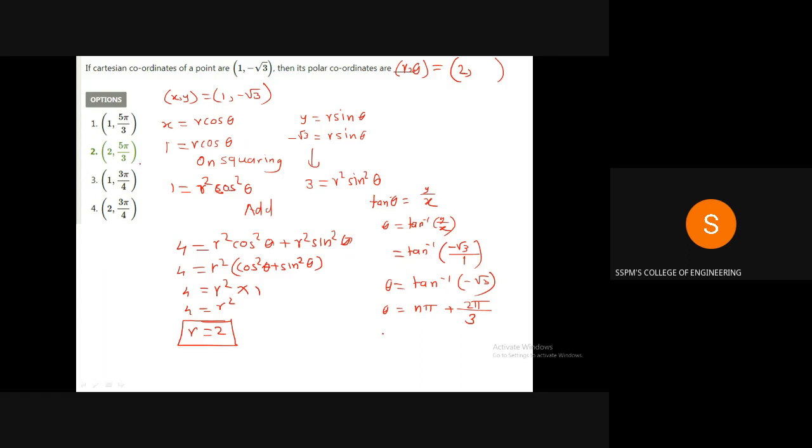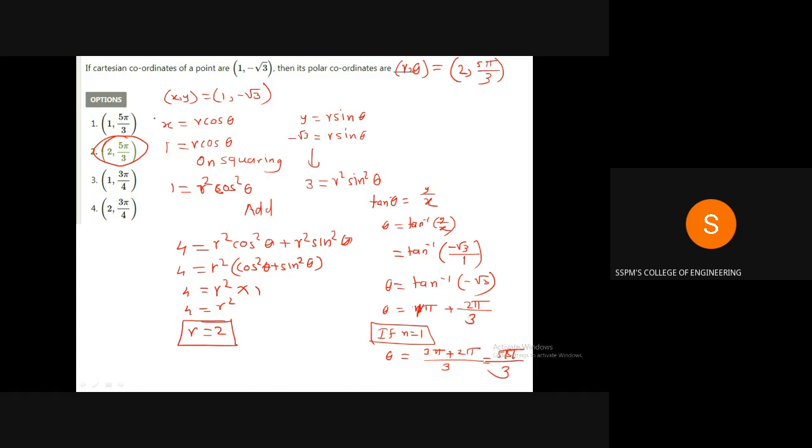If n is equal to 1, we have theta equal to, for the very first term, 1 written here, 3 into pi, that is 3 pi plus 2 pi divided by 3. That is equal to 5 pi divided by 3. That is the correct option. So 2 comma 5 pi divided by 3 is the correct option.